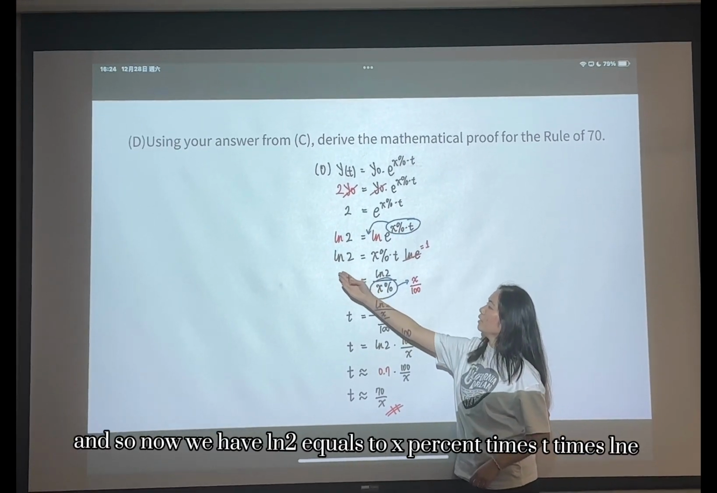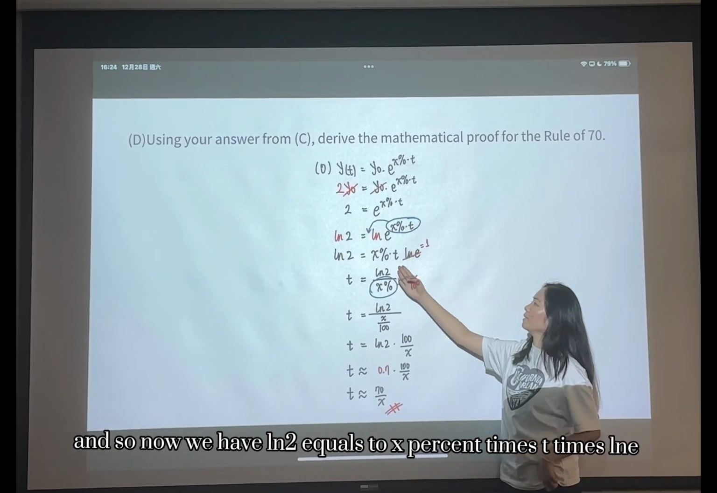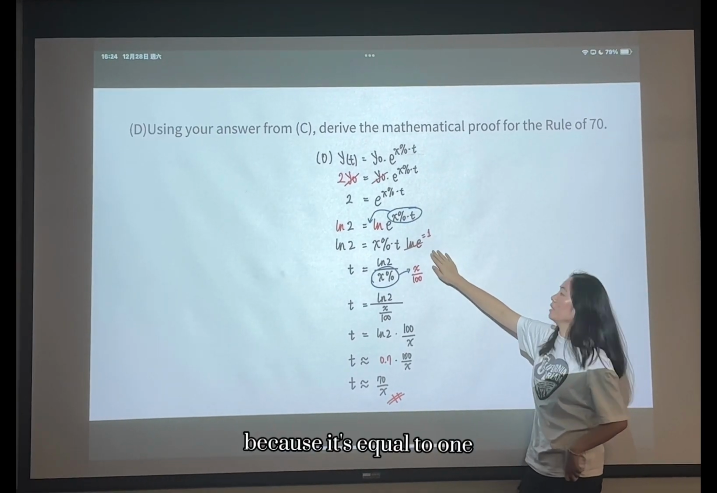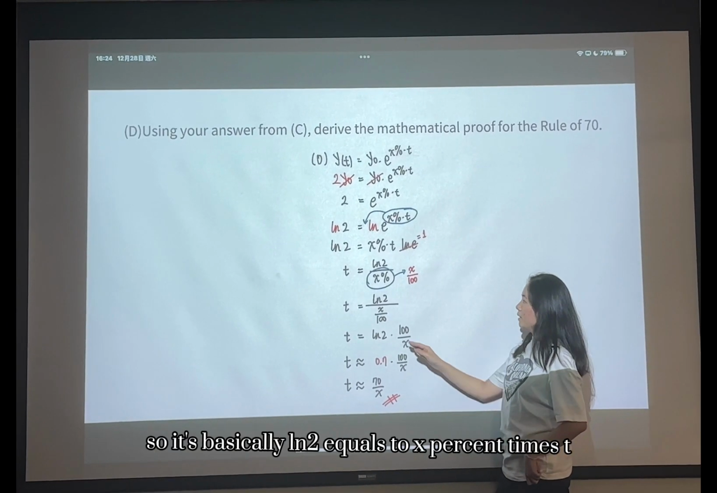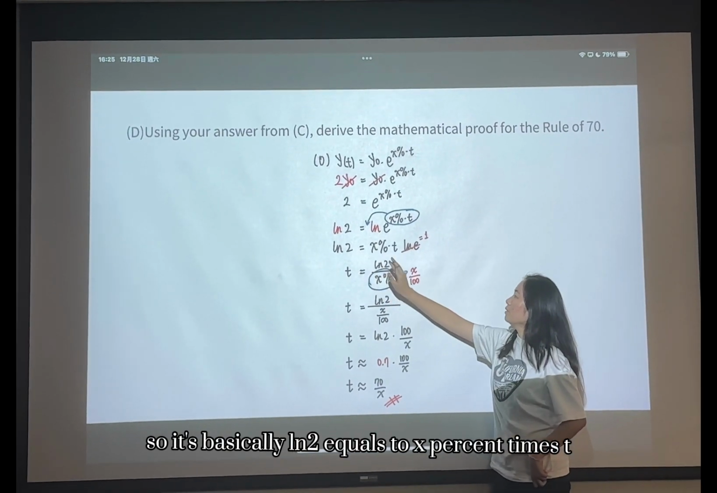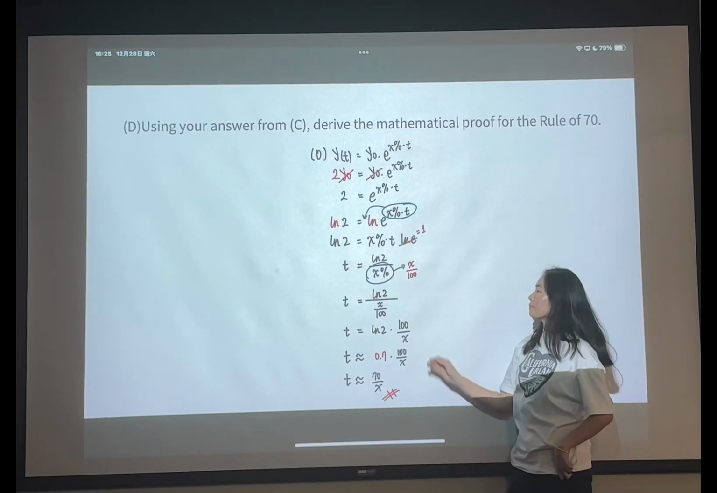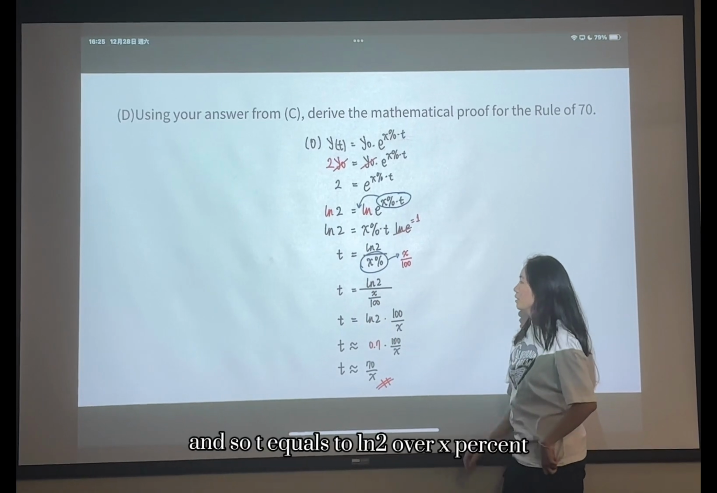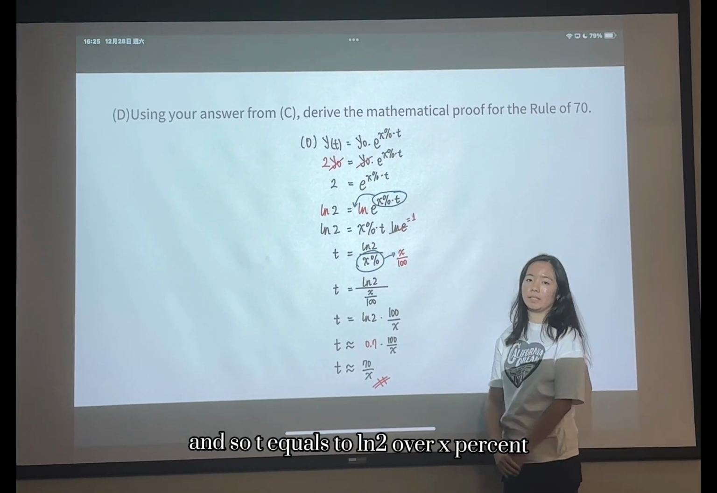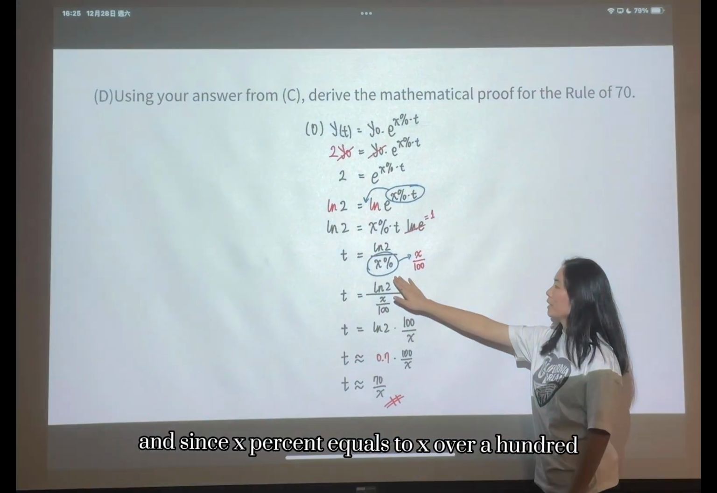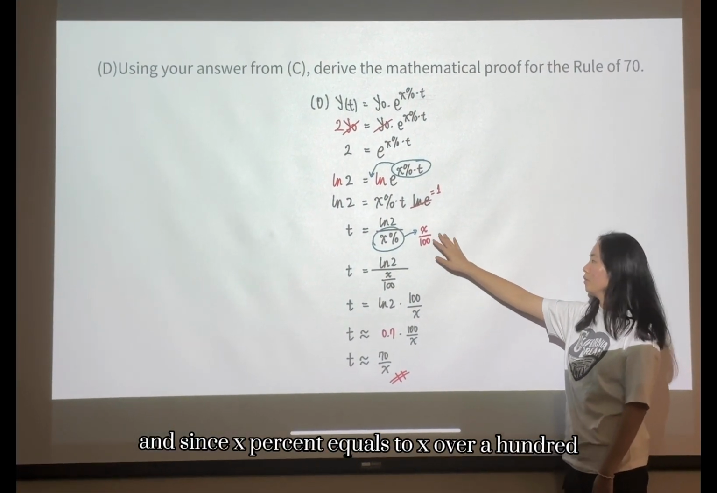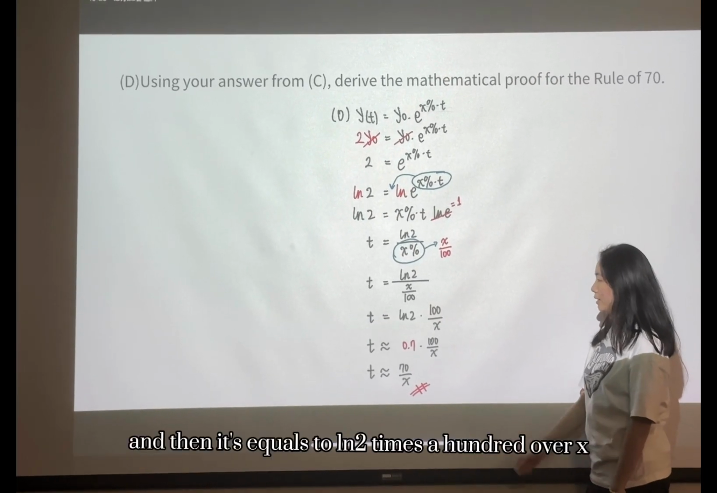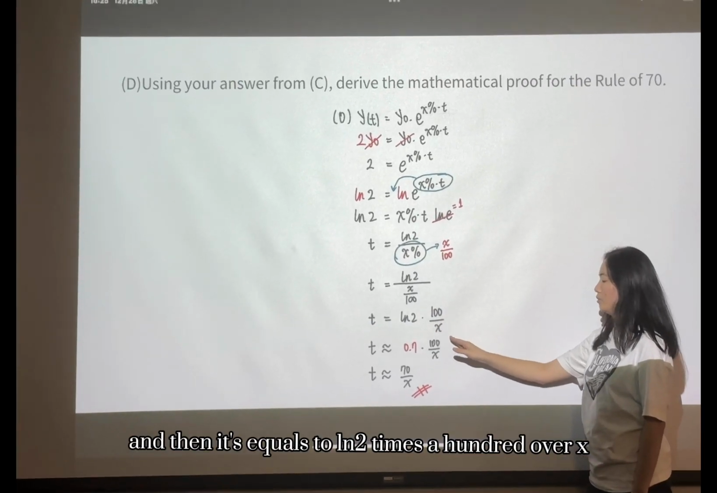Then with the natural logarithm law, we move the power to the front. So now we have ln 2 equals x% times t times ln e. At this part, we can ignore ln e because it equals 1. So it's basically ln 2 equals x% times t. To find t, we remove this x%, so t equals ln 2 over x%. Since x% equals x over 100, we change x% into x over 100, and then it equals ln 2 times 100 over x.